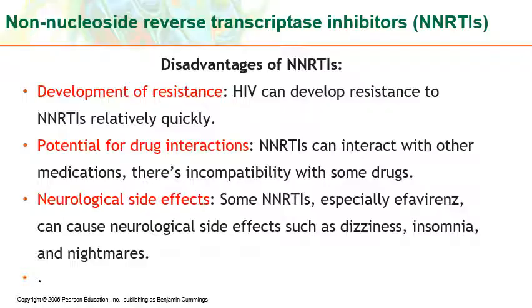And there is incompatibility with some drugs, because when people with HIV are being treated, sometimes they can be open to other infections. That's why they call it a syndrome, because it can open up to other infections. And when these infections are being treated, there could be incompatibility with these drugs. So there could be drug interaction. This is one of the side effects, and there are also neurological side effects, whereby some of these drugs cause dizziness and insomnia, that is a lack of ability to sleep, and also nightmares.